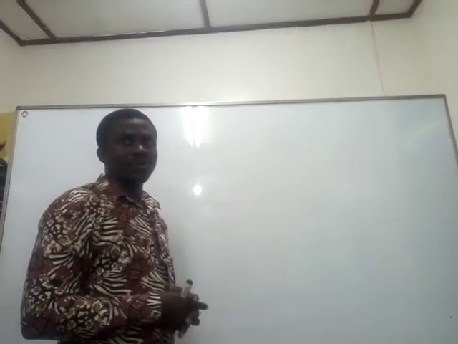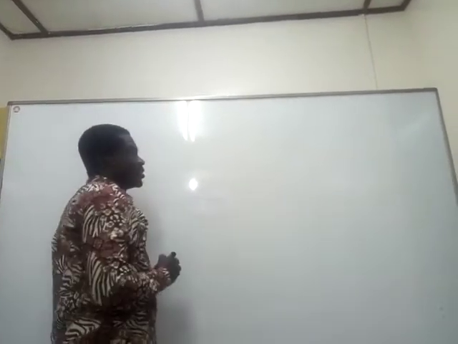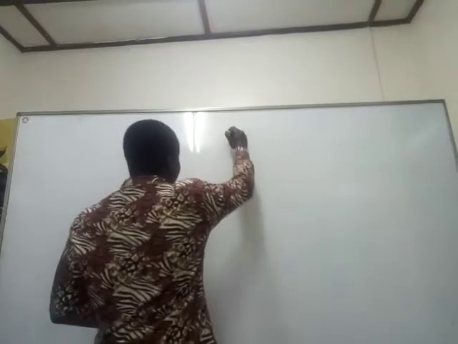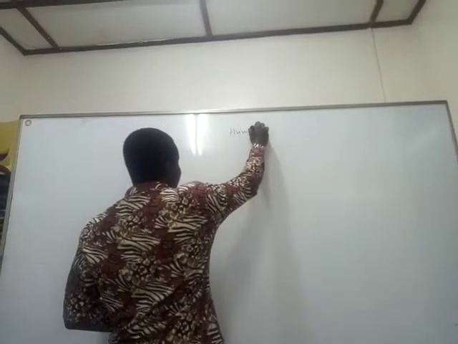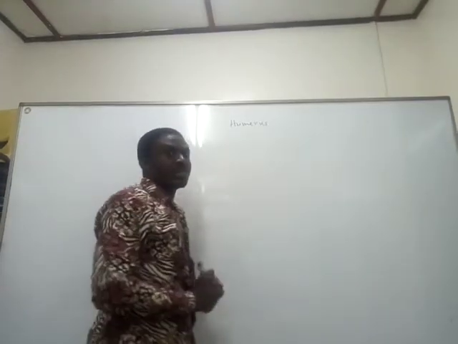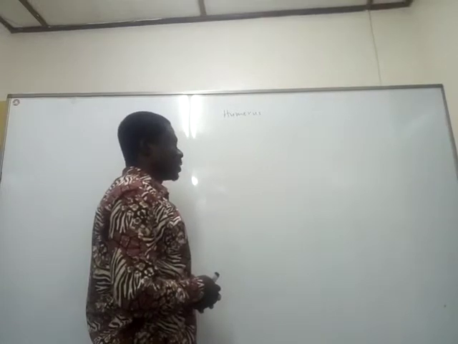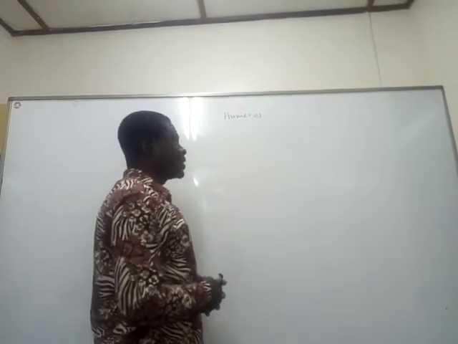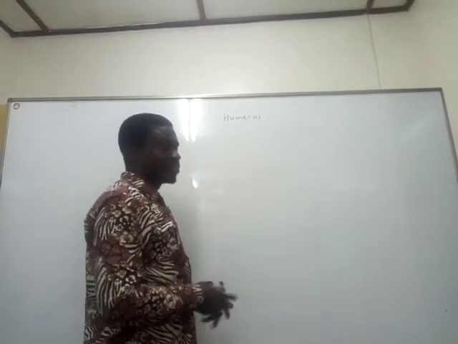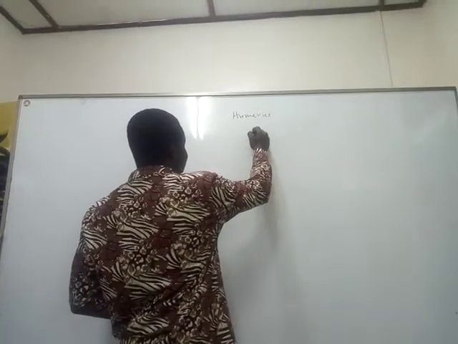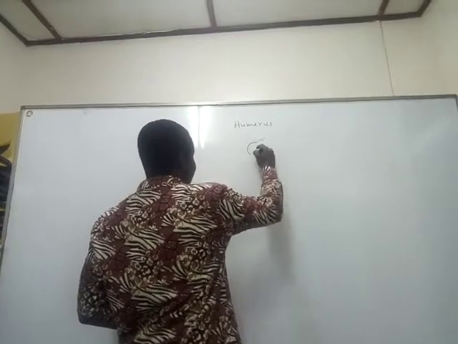Onto a whiteboard. Now I want to look at the ossification of the various bones of the upper limb. So we begin with the humerus. Now we know the humerus is a long bone, and therefore it undergoes endochondral ossification. Now the humerus has what we call 8 centers of ossification: 1 primary center at the diaphysis and 7 secondary centers at the epiphyses.